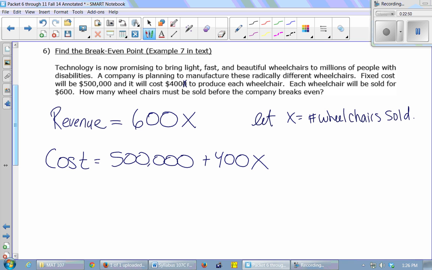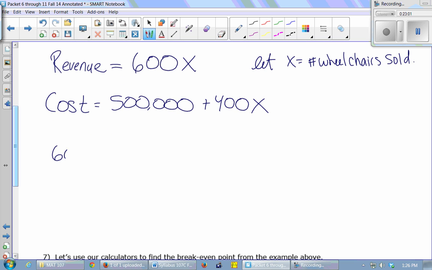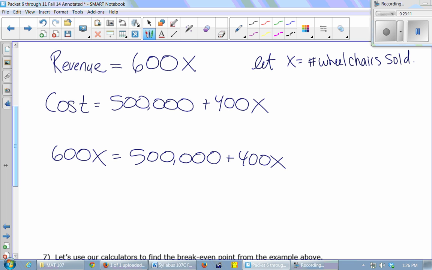So how do I figure out the break-even point? Set them equal to each other. At what point will your revenues equal your costs? So we have 600x equals 500,000 plus 400x. When revenue equals cost, your profit is 0, right? Because profit is revenue minus costs. So I solve this thing by just getting 200x on the left equals 500,000, and x equals, don't tell me.